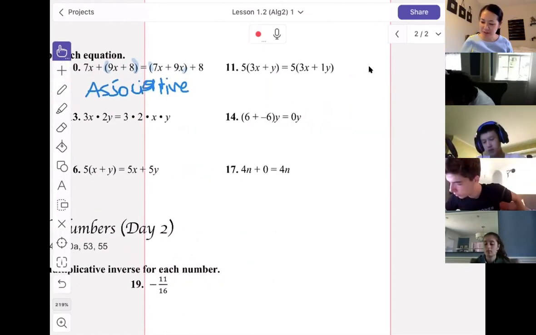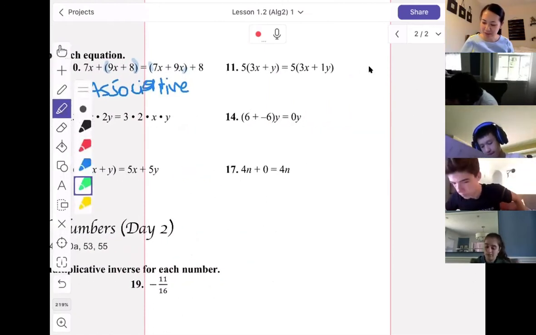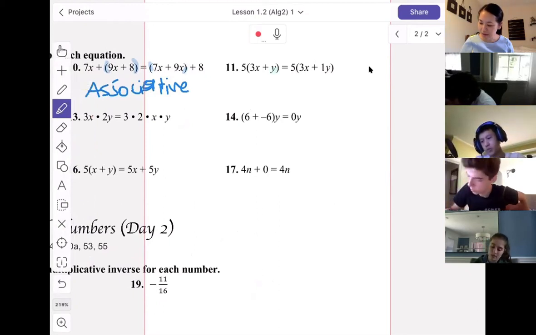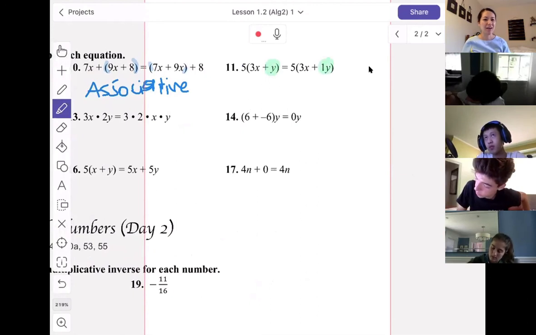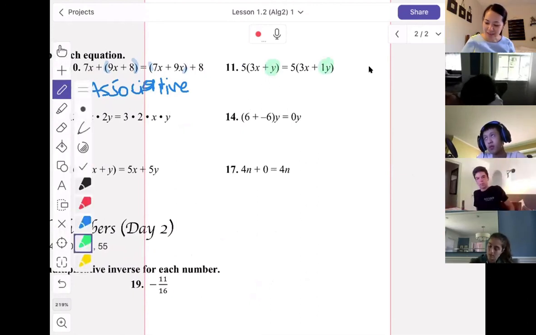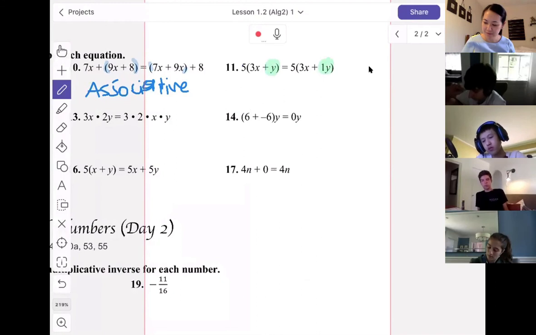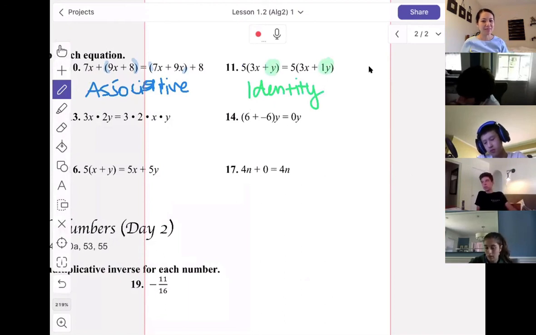We have, look for what is different. I have a y here, and it became a 1 times y. All right, so that is identity. Okay, and that's how it's done.